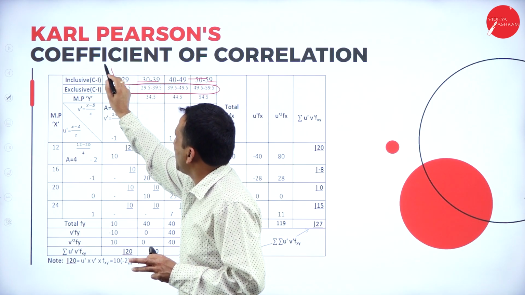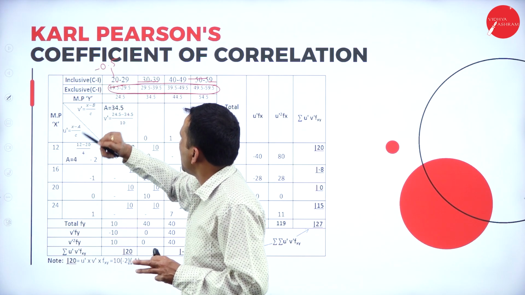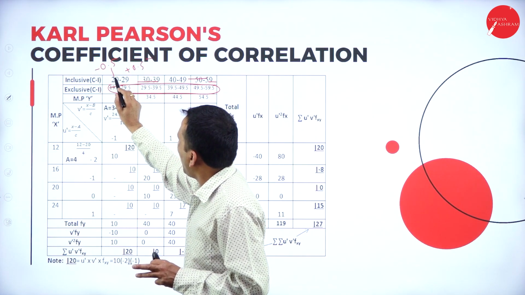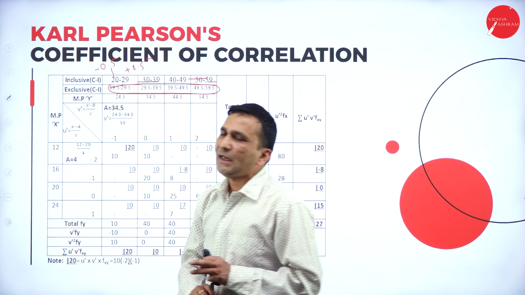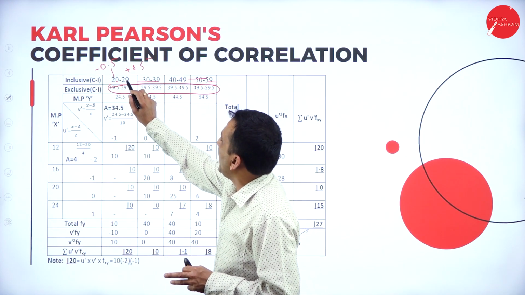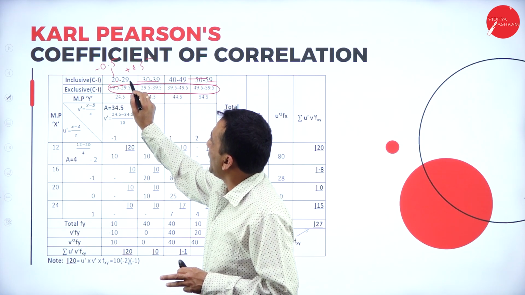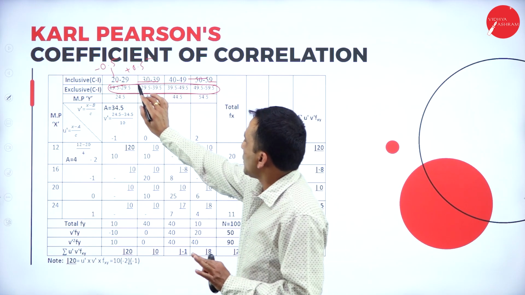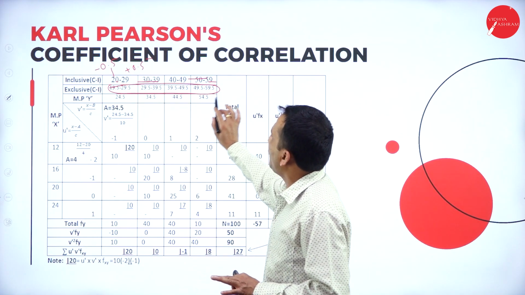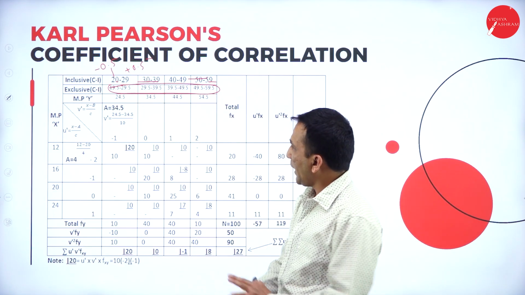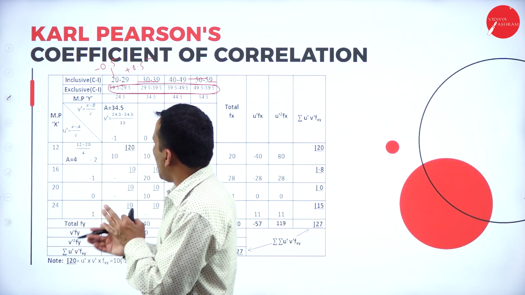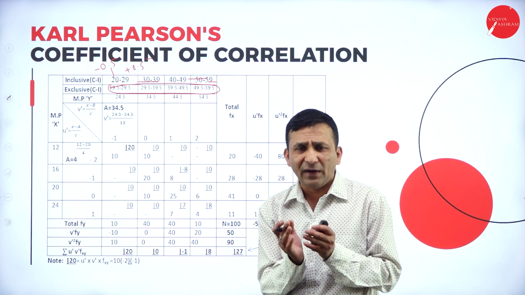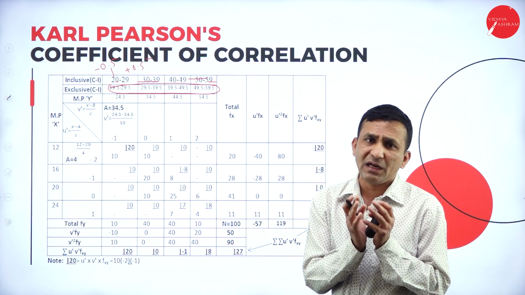Okay, lower limit minus 0.5, upper limit plus 0.5. Now 20 minus 0.5 is 19.5, and upper limit 29 plus 0.5 is 29.5. The same procedure will be followed for all the class intervals. And in the X series, we already have exclusive data given.